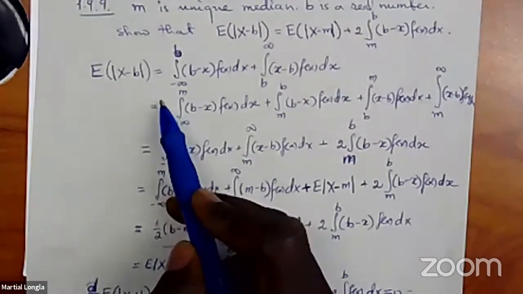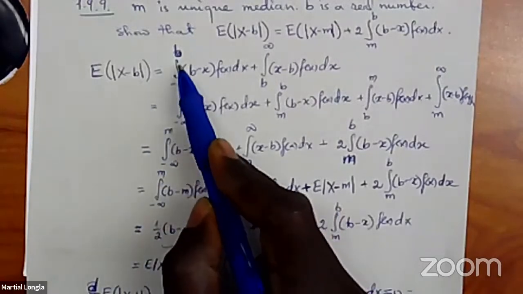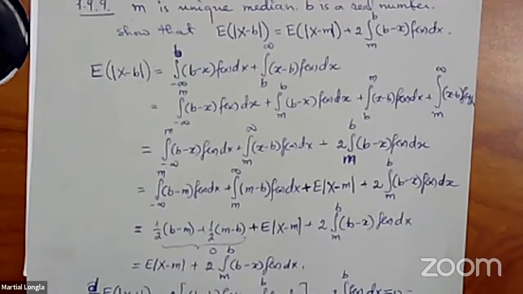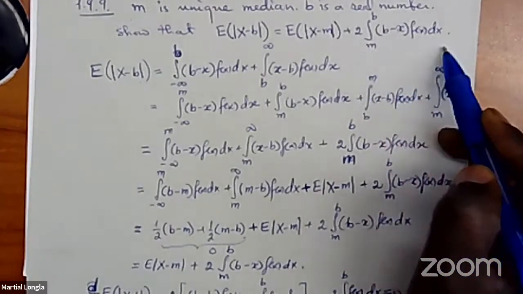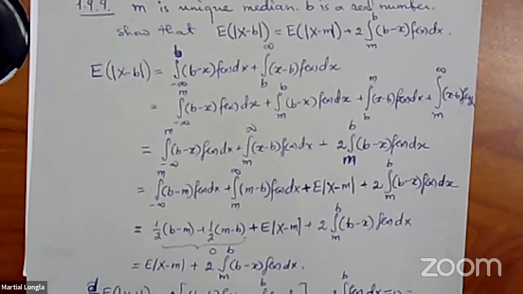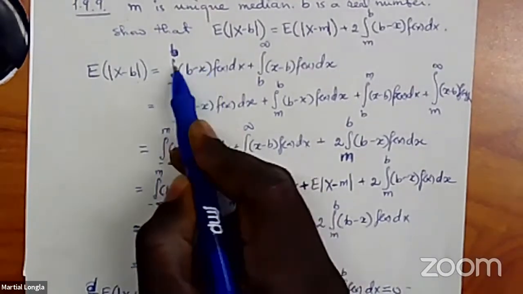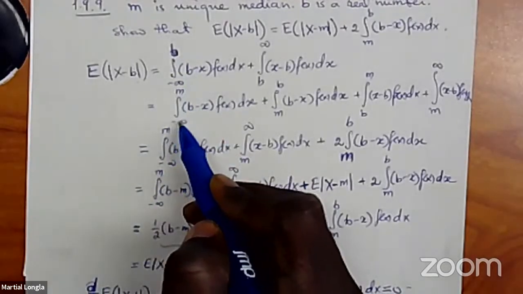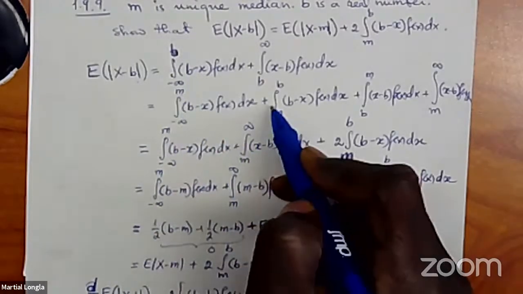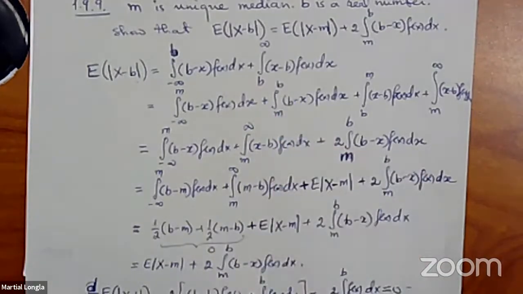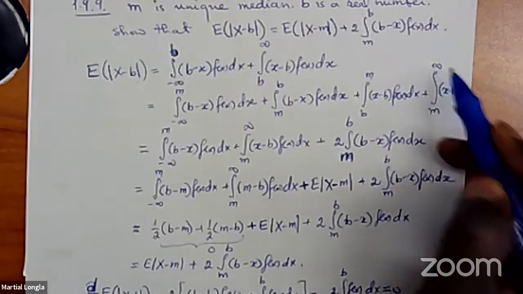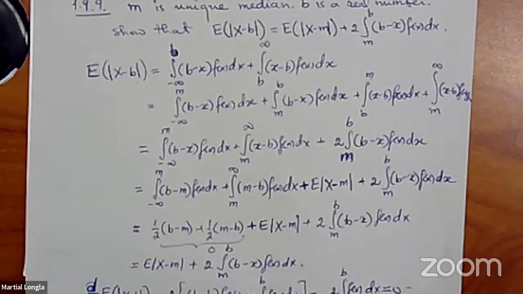Then you bring in m now, because you need to have the integral from m to b. So split this first integral and put m in there. This integral would be the integral from negative infinity to m plus the integral from m to b. Bring in m here as well. It will be the integral from b to m plus the integral from m to infinity. This is correct.